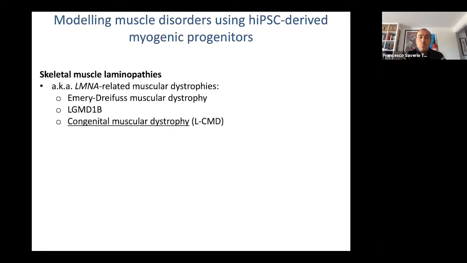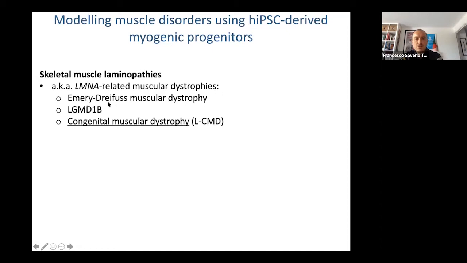So we, as I said, wanted to embark into this project of modeling muscle disorder using iPS-derived myogenic progenitors. After we established this platform mostly for gene and cell therapy, we sort of redirected our attention into this area because in a way, it could also give us a chance to have a fast track of, for example, currently available compounds for clinical application. And one of the first target diseases we decided to work on is this group of diseases called skeletal muscle laminopathies. They're also known as LMNA-related muscular dystrophies.